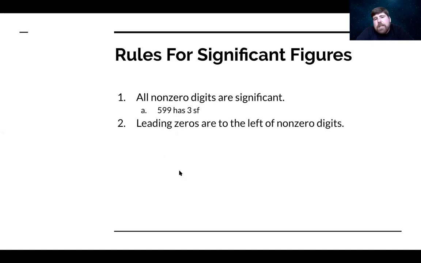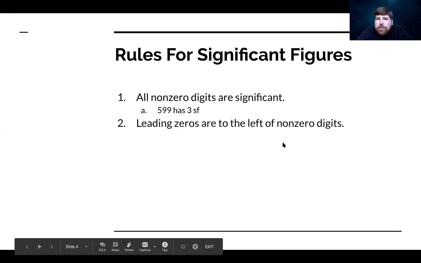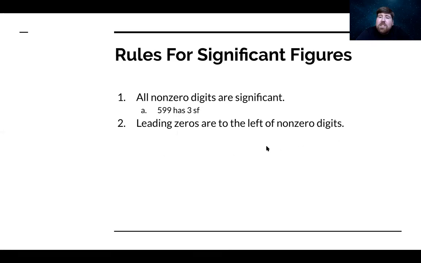Now is where we get into the funky rules for significant figures. It has everything to do with zeros and their placement against non-zero numbers. It has nothing to do with the decimal, and you'll see what I mean in a second. The first type of zero is a leading zero, and leading zeros are to the left of non-zero digits. Leading zeros are never significant.